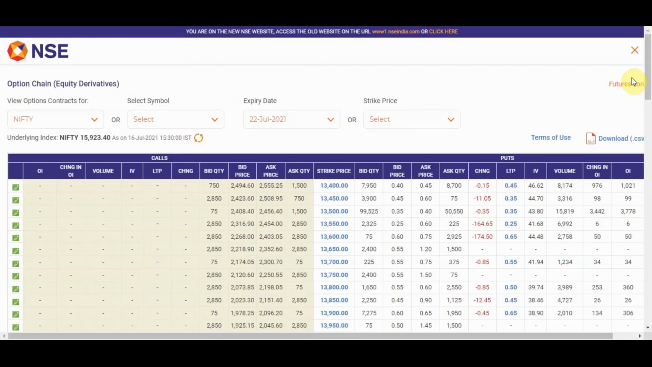So first of all, what is a short strangle? A short strangle involves selling of a put and a call simultaneously. That's it. It's as simple as that. So this is the Nifty option chain, and on the left side we have calls and on the right side we have puts.